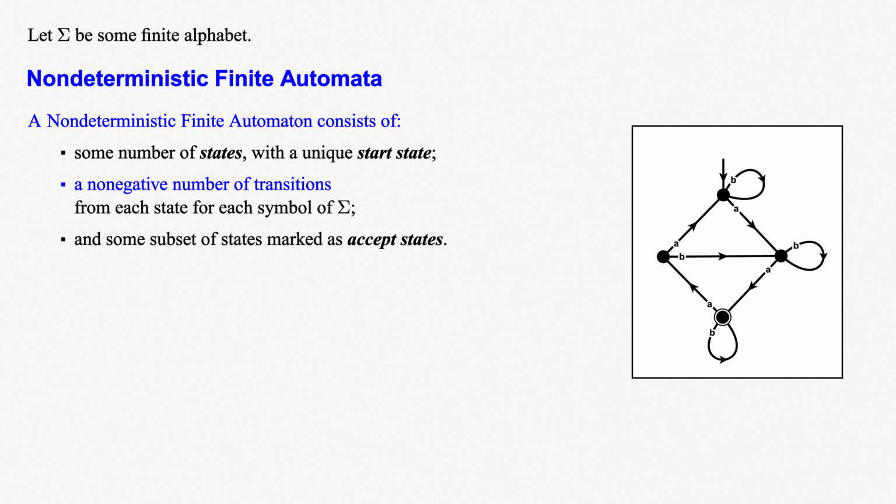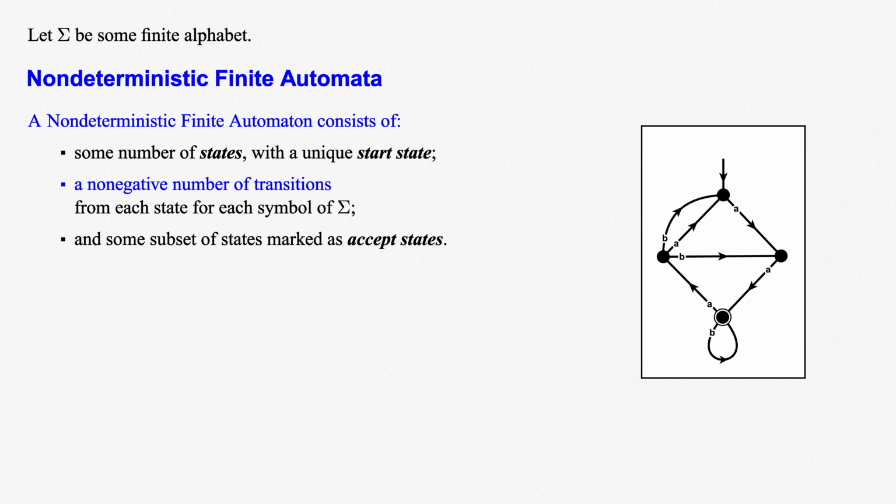From each state, we can have any non-negative number of transitions for each symbol in the alphabet sigma, allowing an automaton such as the one pictured. This has two effects. First, the NFA could have multiple transitions from a given state for a single symbol of the alphabet. For example, from the leftmost state, we could have two places to go on a B. Second, it allows the NFA to have no transitions at all for a given state and symbol, as happens on a B from the rightmost state.